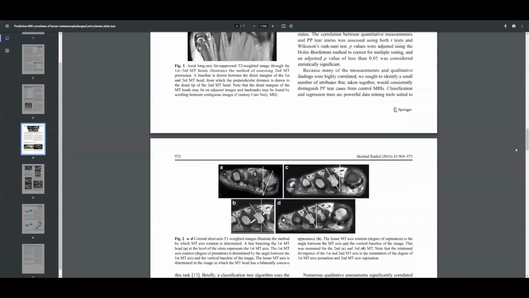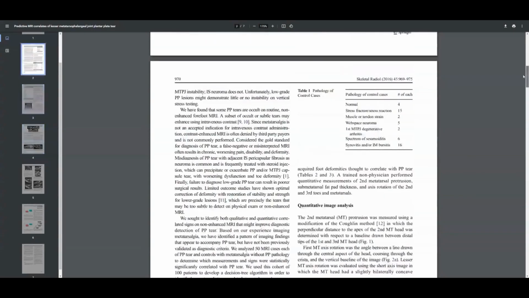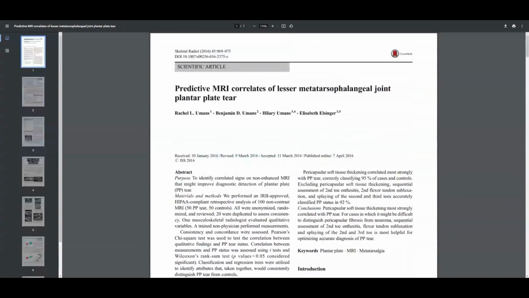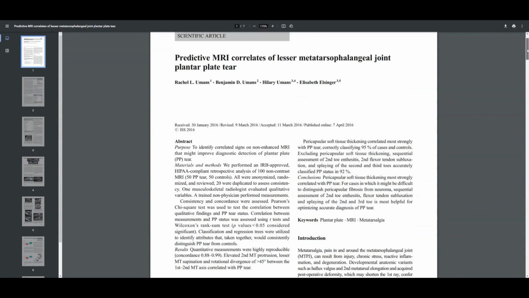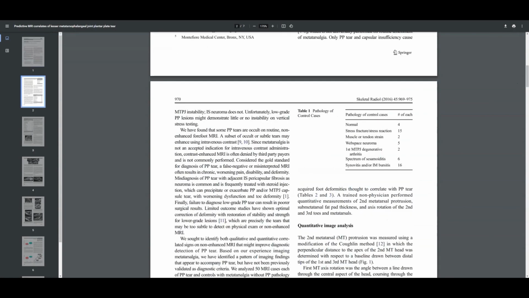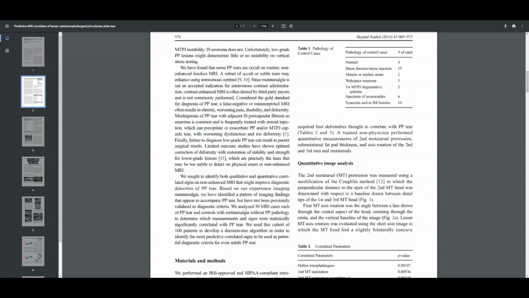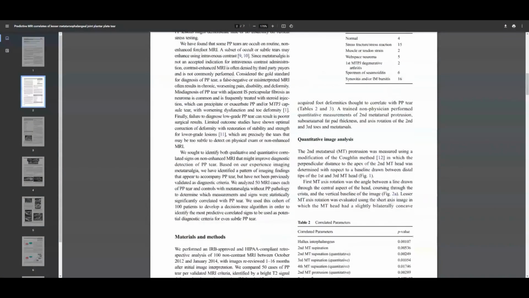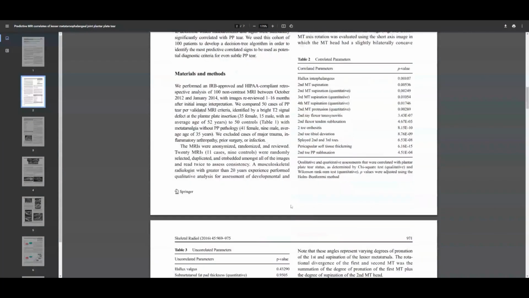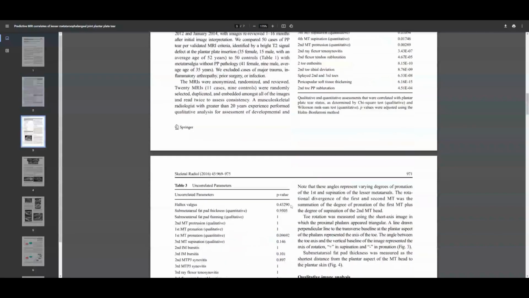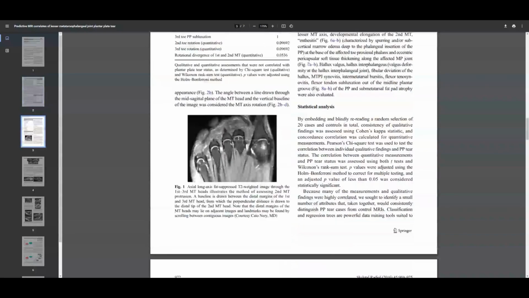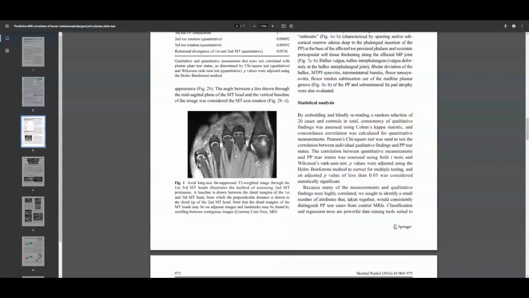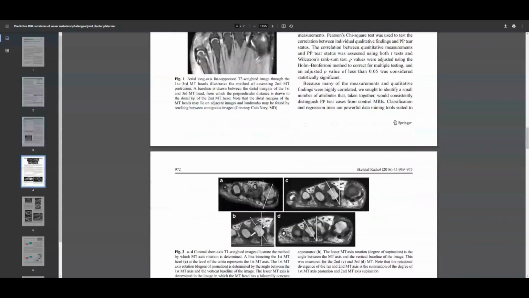In looking at some of the great original work that's been done in this area, I really learned a lot from this paper, predictive MRI correlates of lesser MTP joint tears, by Umans and Elsinger. In this, they looked at control cases of different reasons why the forefoot would have some kind of pain. They separated all the different reasons out. They looked at patients who had plantar plate tears, and they looked at some of the features that are associated with plantar plate tears.